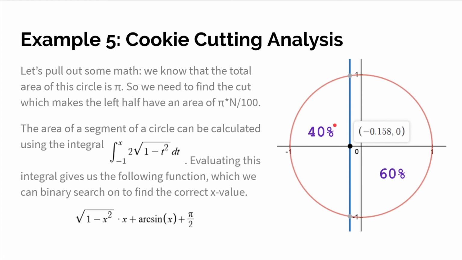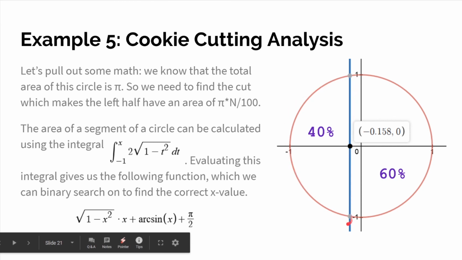Well, we can just use calculus. We know that the total area of this circle is pi, right? Because pi r squared, radius is 1, so pi times 1 is equal to pi. So we need to make the cut which makes the left half have an area of pi times n%, or n over 100. Now, the area of a segment of a circle is just the area bounded by a chord of the circle.